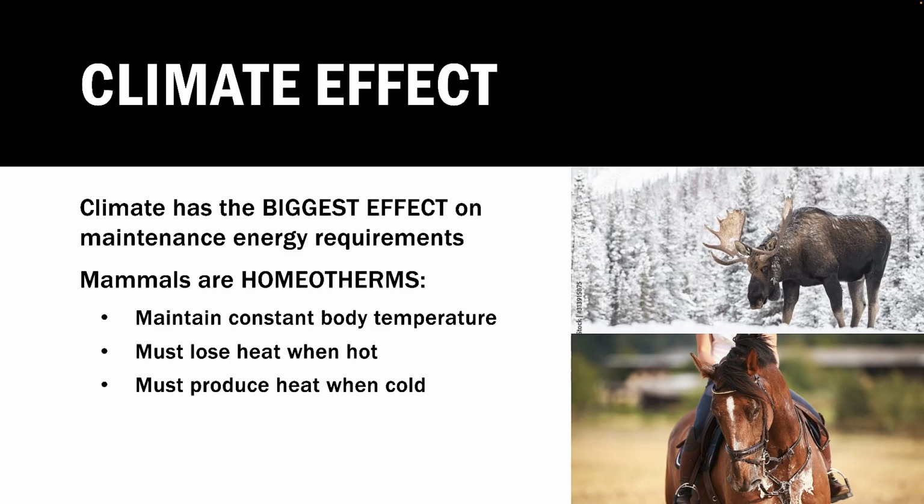In fact, climate has the biggest effect on maintenance energy requirements. Mammals are homeotherms. They are designed to maintain a constant body temperature. So when they get hot, they've got to get rid of excessive heat. And when they're cold, they have to generate heat. And so we need to understand that when we're thinking about feeding livestock.